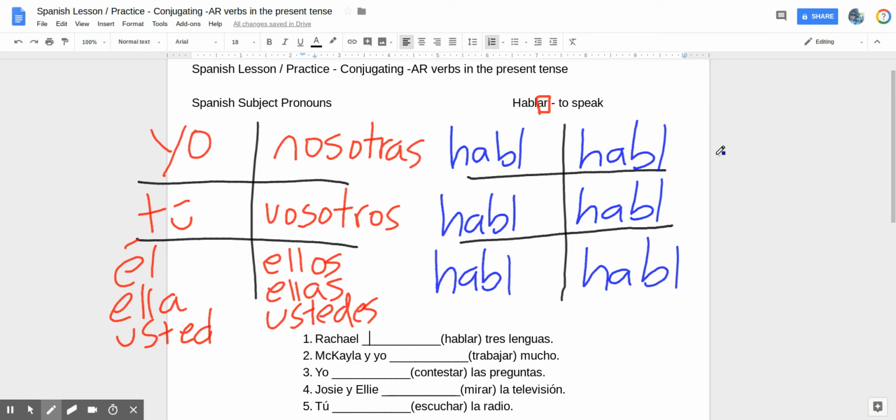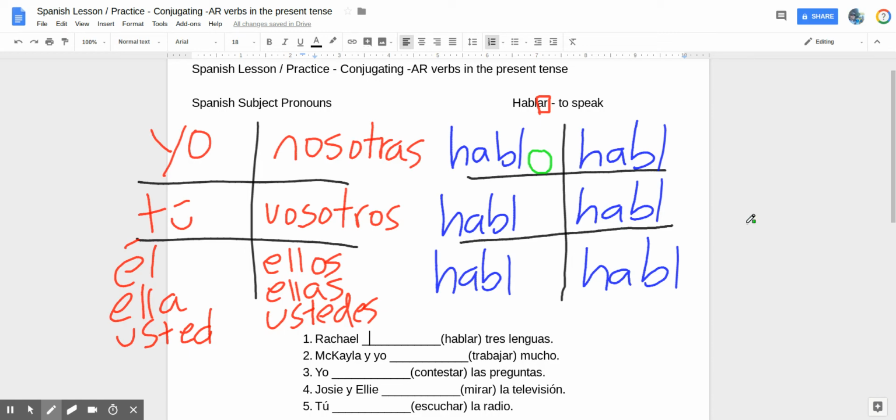Okay, and now what I'm going to do is add different endings to them to make them have meaning. So for the yo version, or the I version, I'm just going to add the letter O to the end of it. So hablo means I speak. Now, in English, we do have to include the subject, the I, with it, but in Spanish, you can just say hablo. I don't have to say yo hablo. You can say it, and it still means I speak. It just puts emphasis on the I if you use it, but it's not wrong or less valuable without the yo. So hablo means I speak.